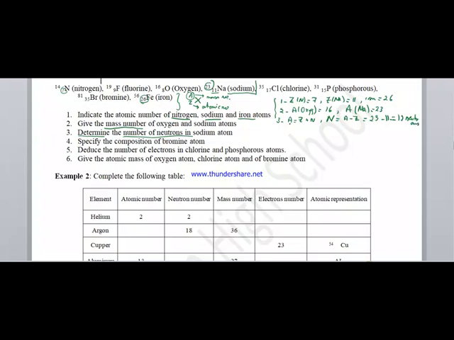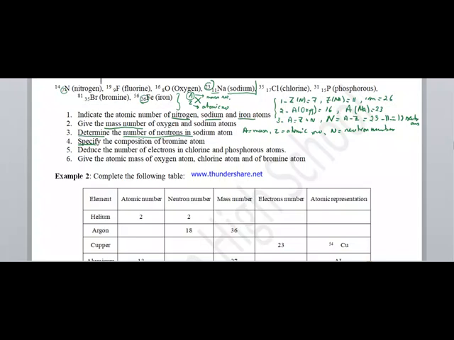When I use this relation, I must write the definitions in the official exam. I write what is meant by A, Z, and N: A is the mass number, Z is the atomic number, and N is the neutron number.